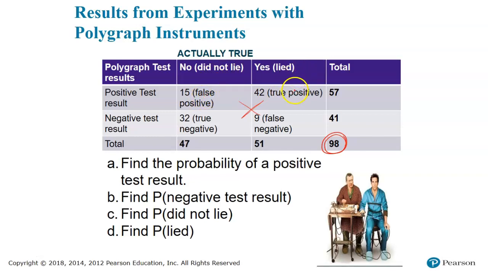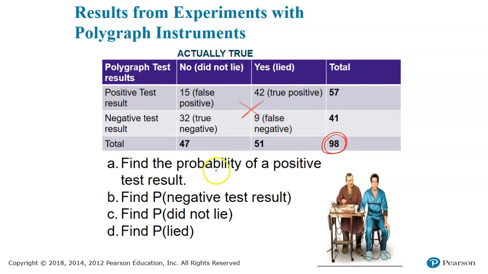A true positive is when you have a positive test result and in fact they lied. So that would be an accurate representation. The true negative is going to be when you get a negative test result and they did not lie. So this would be another accurate representation. If they lied but got a negative test result, that gives us a false negative, so this would be an inaccurate representation.